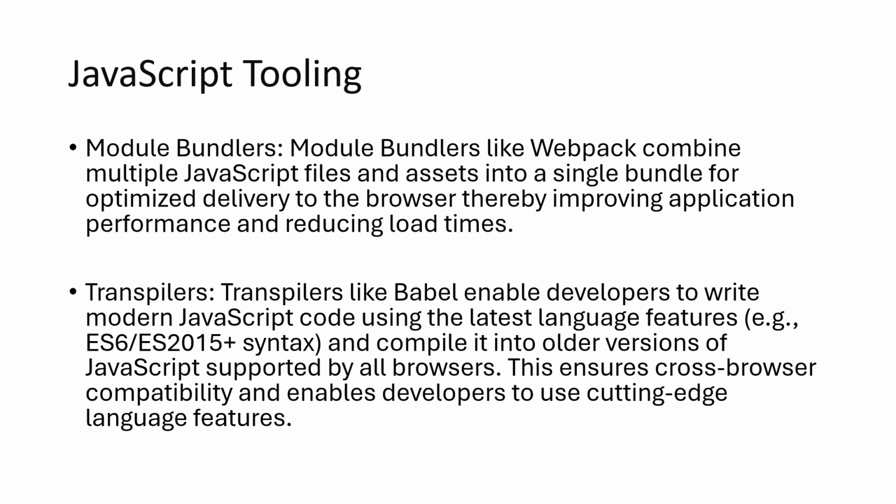Another commonly used tool is called transpilers. Transpilers like Babel enable developers to write modern JavaScript code using the latest language features, and later compile it into older versions of JavaScript supported by all browsers. This ensures cross-browser compatibility and enables developers to use cutting-edge language features. Babel is a popular transpiler and is used in React.